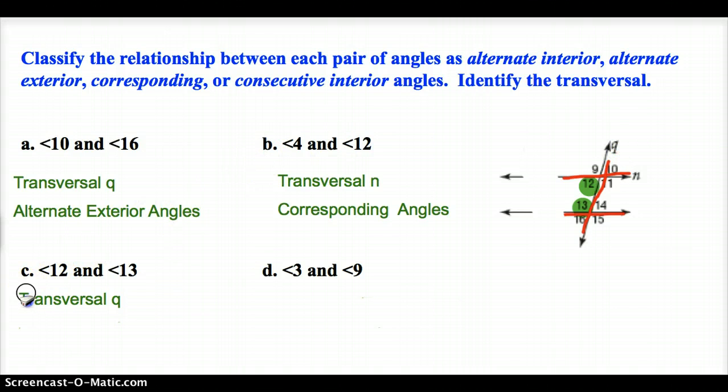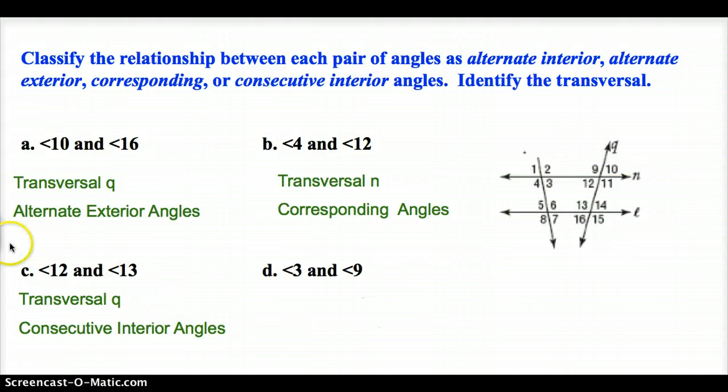And then they are both sitting on the inside here. They're sitting between the two lines that are on the same side. So those would be consecutive interior angles. And again, we're spelling it all the way out. We learned to spell it. Let's look at our last problem.